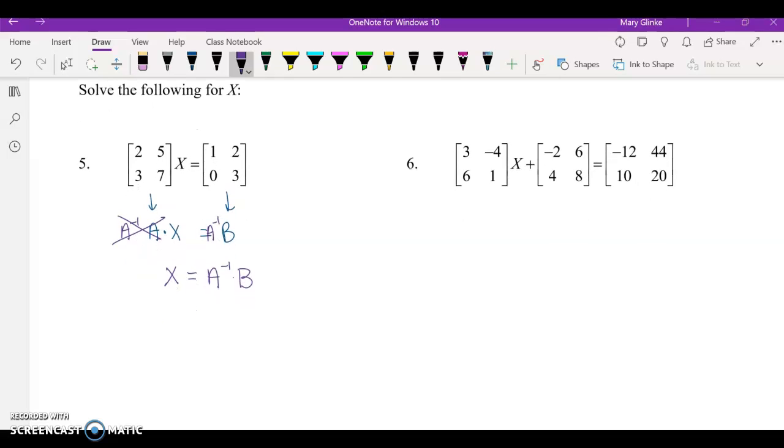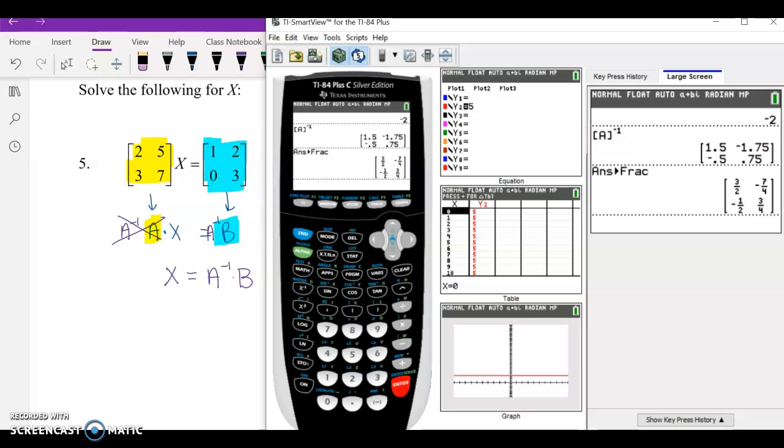So what we're going to do is enter this in as A on our calculator and enter this in as B on our calculator. So looking at this, you can go ahead and enter those in. So pause the video, enter those in, and then come right back.